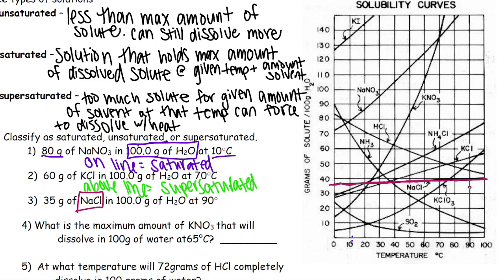So like here. Again, this entire section below the curve, or below the line, would be unsaturated. Since that point falls within that section, that's going to be under the line. I would call it what? Unsaturated. Perfect.